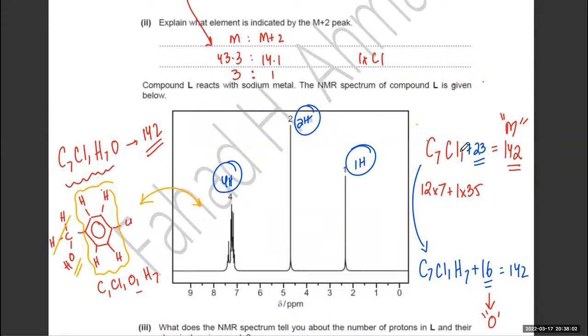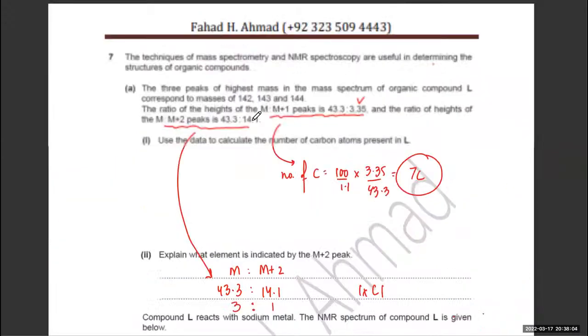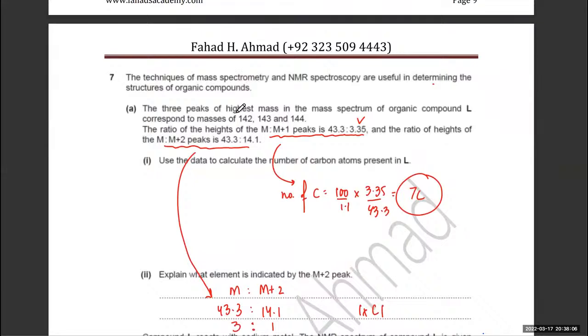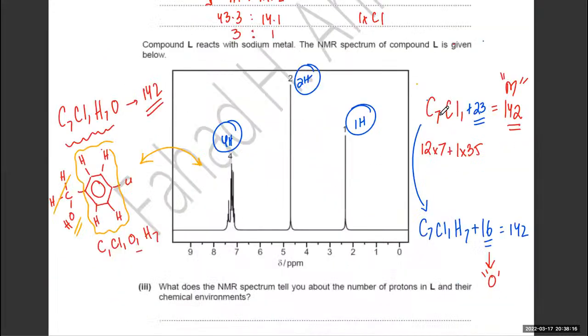It's got 1 Cl. And they told us the molecular ion peak as well. They said the peaks were at 142, 143, and 144. So the lightest molecular ion peak was 142. So I know the Mr as well. If I use the lighter isotopes, the mass should come out to be 142, right? When I looked at the NMR spectrum, they gave us the height of the peaks as well. There are 3 chemical environments: 4 hydrogens in this environment, 2 hydrogens in this environment, and 1 in this environment. So you have a total of 7 hydrogens, right?